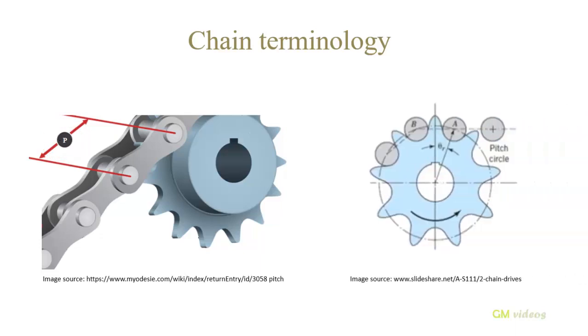Pitch circle diameter of the chain sprocket. Consider a chain that is wrapped around a sprocket, as shown in the figure. The points A, B, C etc. are the hinge centers, or the roller centers of the chain. The circle drawn through these centers is called the pitch circle. Its diameter is known as the pitch circle diameter.